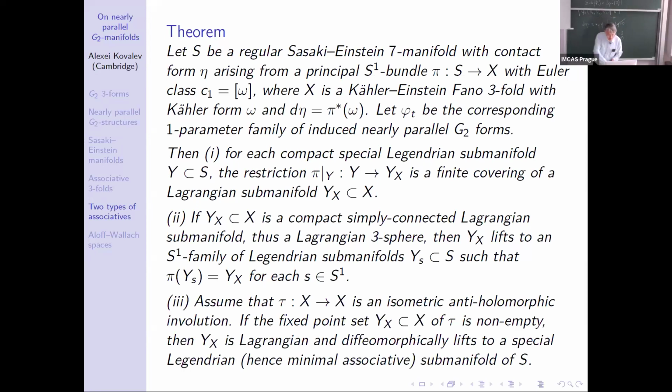And one more statement in this result is how else we can obtain examples of minimal associatives. Suppose we have an isometric anti-holomorphic involution of the Kähler-Einstein Fano threefold. If it has a non-empty fixed point set, then this is a Lagrangian submanifold, and it diffeomorphically lifts to a special Legendrian, hence minimal associative, submanifold of S. So if we can find an anti-holomorphic involution on the six-manifold, then we can lift it to the Sasaki-Einstein manifold.